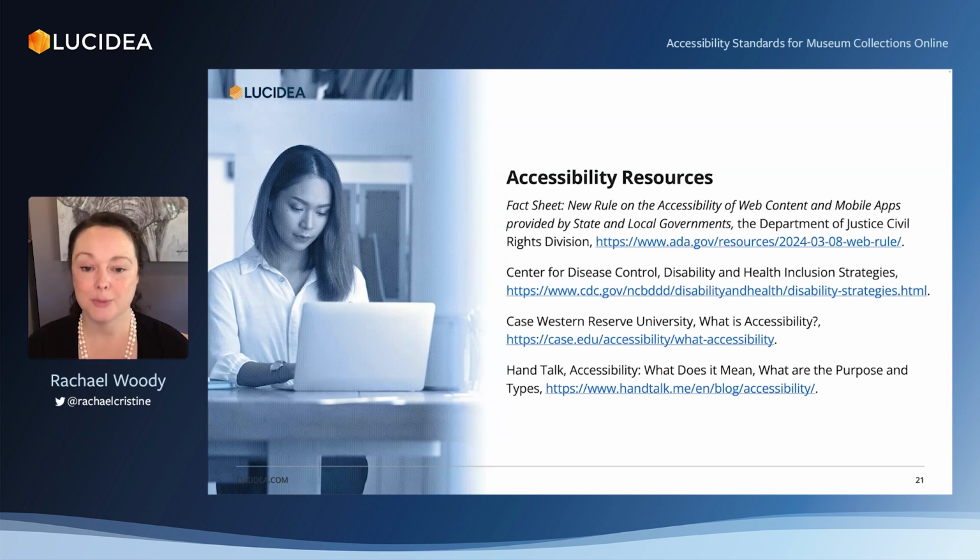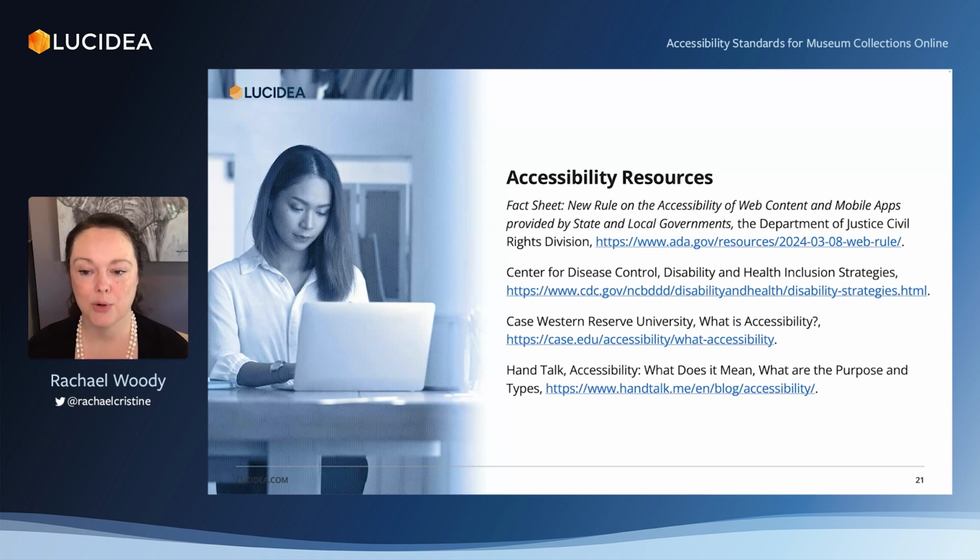So especially for those in the United States, especially those that are state or federal, and even for city municipal sizes, being familiar with this fact sheet and understanding the requirements coming up is critical for you to do now, especially if you need to do planning or some retroactive corrections with your collections online content.